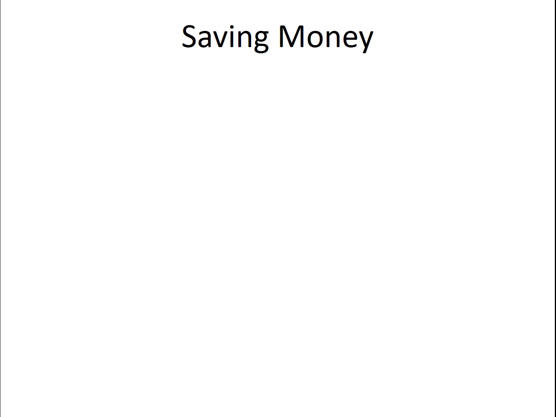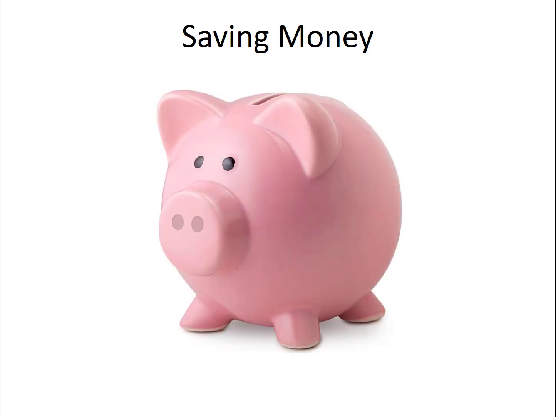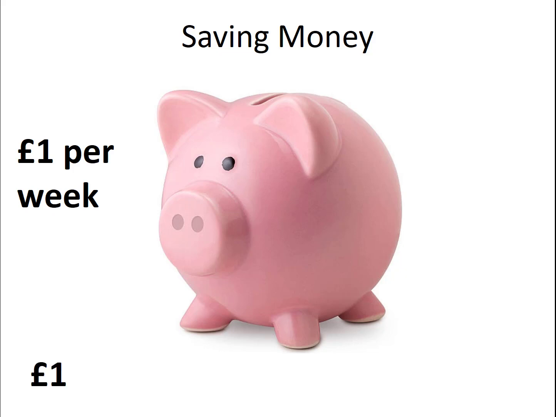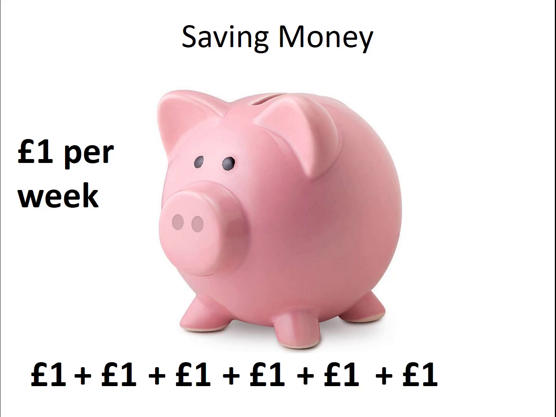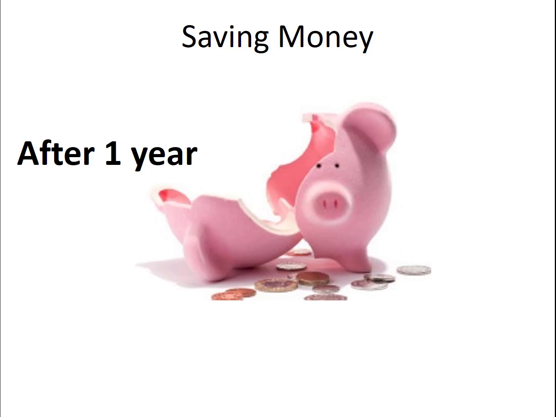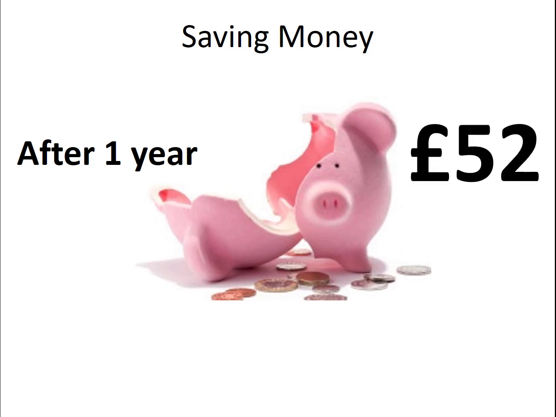The simplest way of saving money is in your piggy bank or other savings box. Imagine you save £1 a week for 1 year. You will save £1 the first week, £1 the second week, the third week, the fourth week, the fifth week, the sixth week, and so on, until after 52 weeks you break open the money box and find you have £52. That's pretty straightforward to understand.